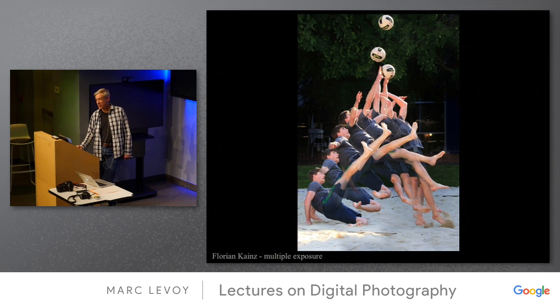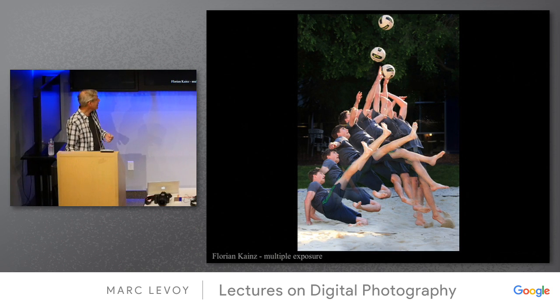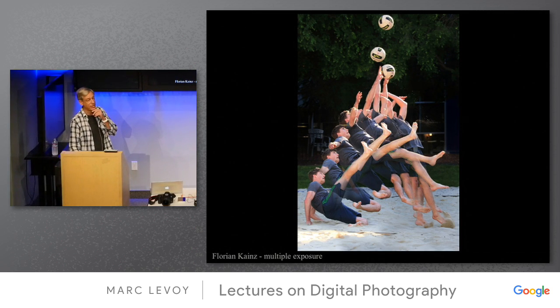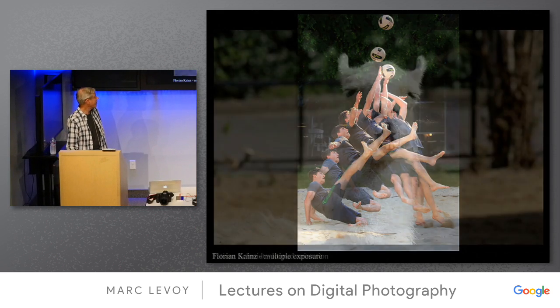Another Florian Kainz, multiple exposure. So this is hard to do. It's not really a multiple exposure where you just expose the camera because it's a digital camera. He's using Photoshop. He's creating mats manually in order to layer each image on top so that the right ones occlude each other. It's not easy to do a picture like this.